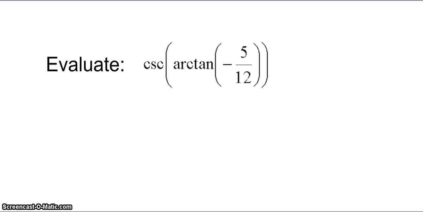So now I want you to try this one. So here we have the cosecant of the arctan of negative 5/12. So I want you to evaluate this. A hint is draw a triangle. So pause the video and unpause when you're ready to check your work.